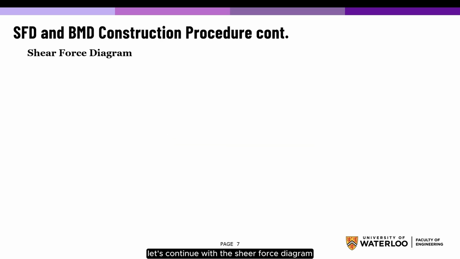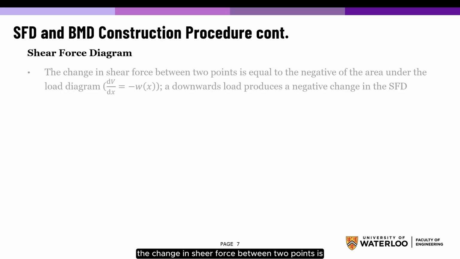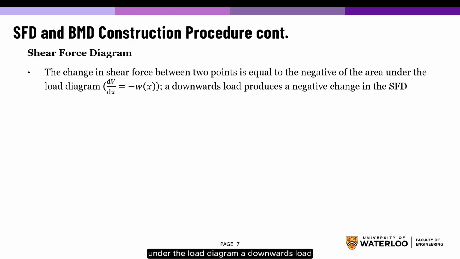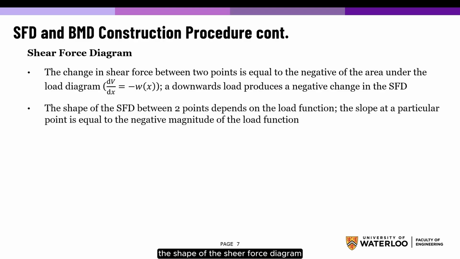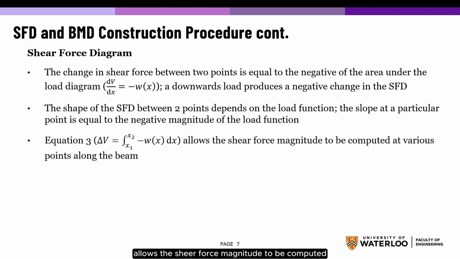Let's continue with the shear force diagram. The change in shear force between 2 points is equal to the negative area under the load diagram. A downwards load produces a negative change in the shear force diagram. The shape of the shear force diagram between 2 points depends on the load function. The slope at a particular point is equal to the negative magnitude of the load function. And equation 3 allows the shear force magnitude to be computed at various points along the beam.